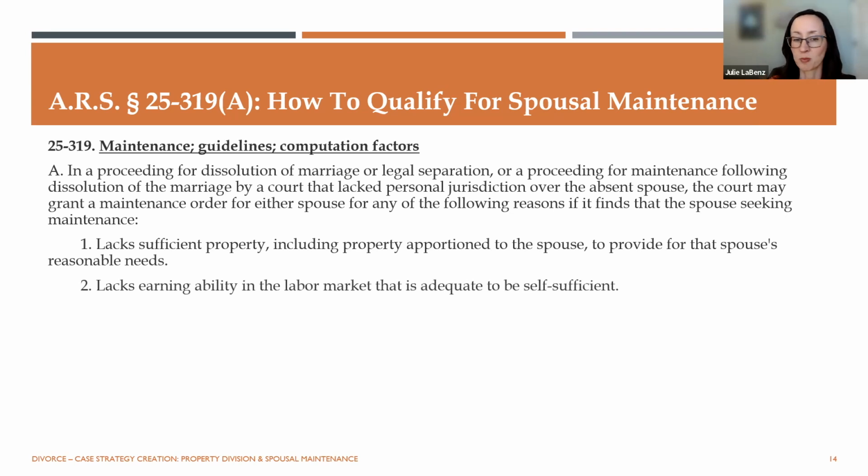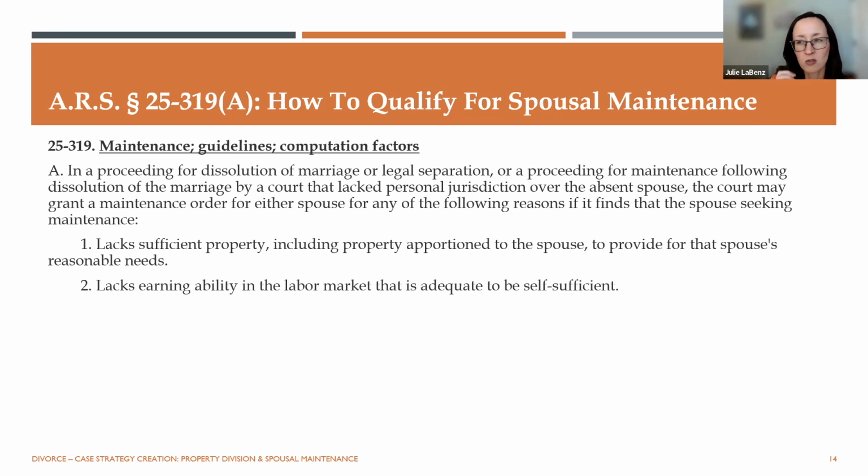Another way to qualify for spousal maintenance is to prove that you lack earning ability in the labor market that is adequate to be self-sufficient. So for example, you've been a stay-at-home mom for 20 years, and now you're being asked to start working and make an income, but you only qualify for minimum wage jobs. And the minimum wage job isn't enough for you to be self-sufficient, in particular at the lifestyle you enjoyed while you were married for those 20 years.